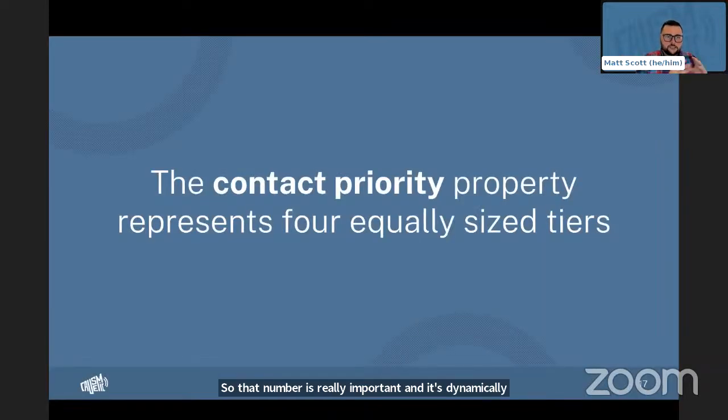The contact priority property that I mentioned represents four equally sized tiers, again looking at all your contacts. Tiers are labeled with the letters A, B, C, and D. Each tier represents the value based on the probability of close. Because each tier is evaluated against the effectiveness of the other tiers, it's possible that these will shift over time. They will shift over time. This is all done using AI and machine learning.